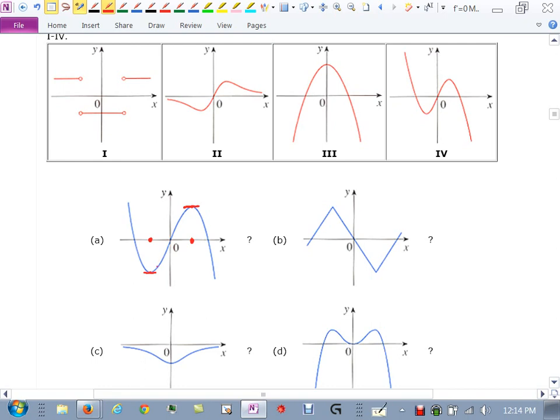I have positive slopes, positive slopes, positive slopes, and then they flatten out towards 0 here, and they flatten out towards 0 here. So I should have positive slopes, and they should go to 0 on both ends there. This is very much like the problem we just did.